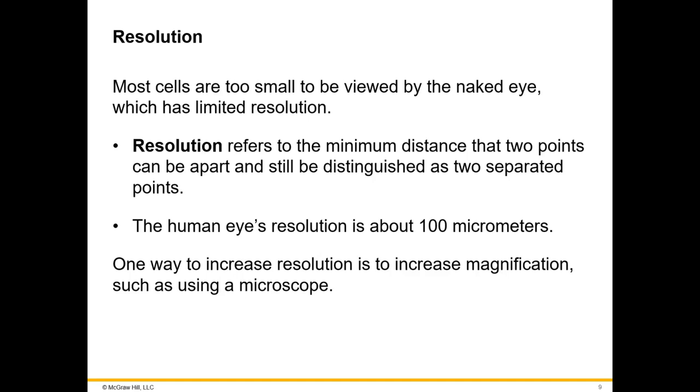When we're talking about resolution, it refers to the minimum distance that 2 points can be apart and still be distinguished as 2 separate points. The human eye's resolution is about 100 micrometers, but we have found ways to increase that resolution, which we are able to do through magnification, which is what we're really doing when we're using microscopes. We're increasing the magnification so that we have a better resolution.